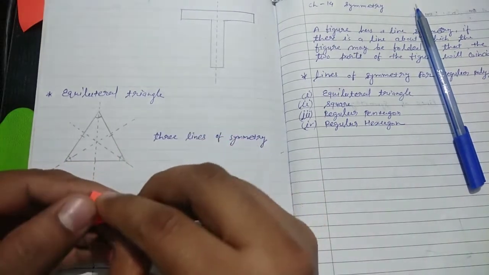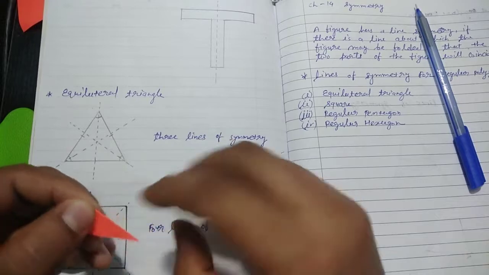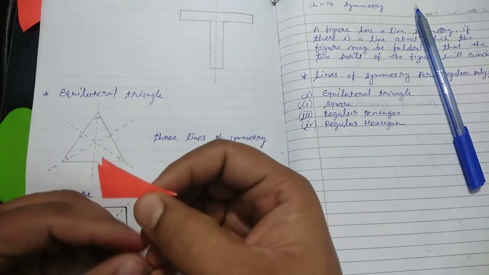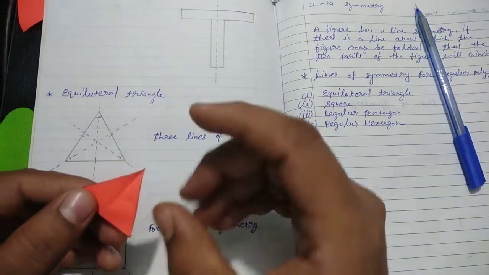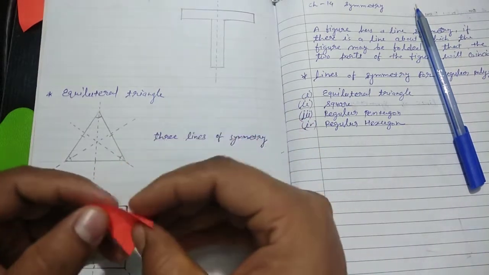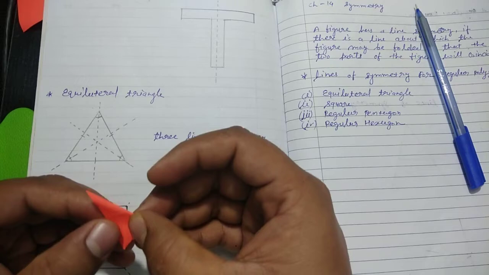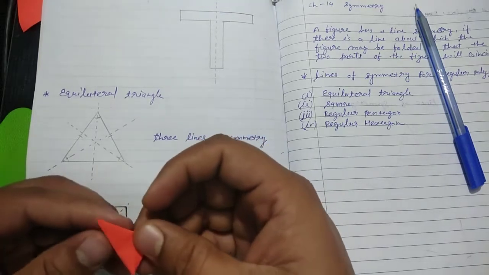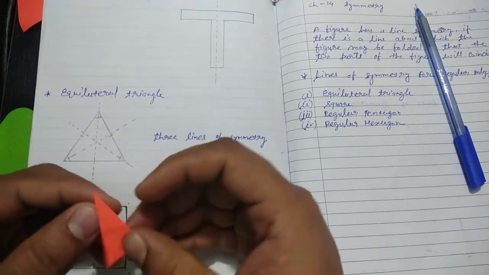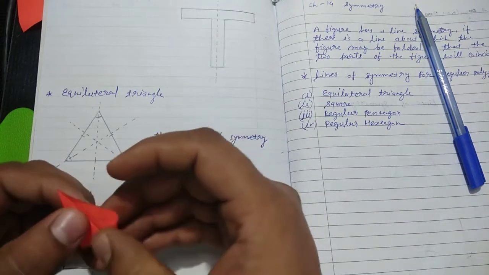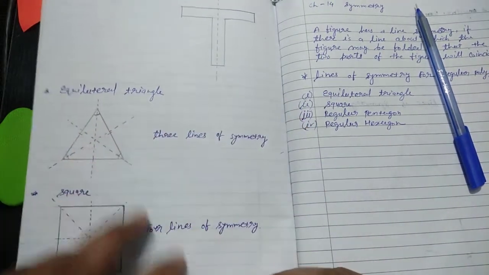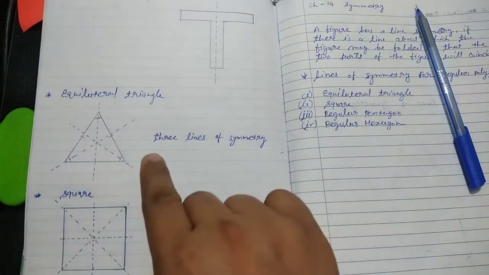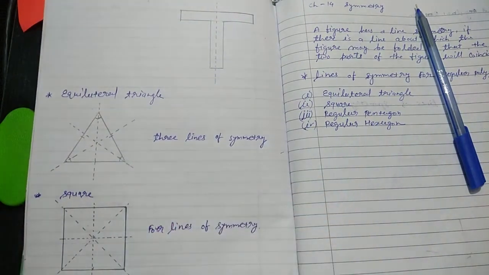Similarly, if I fold this way, again it perfectly coincides. So this is another line of symmetry, that is the second. And if I fold this way, again it perfectly coincides. That's why this is the third line of symmetry. So therefore, in an equilateral triangle, there are three lines of symmetry.